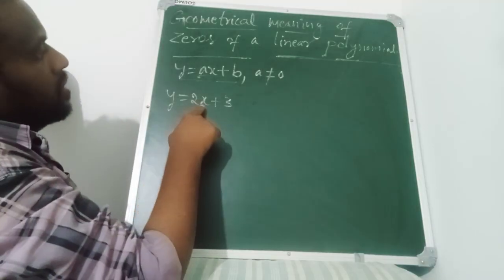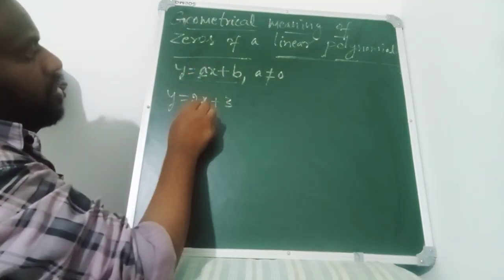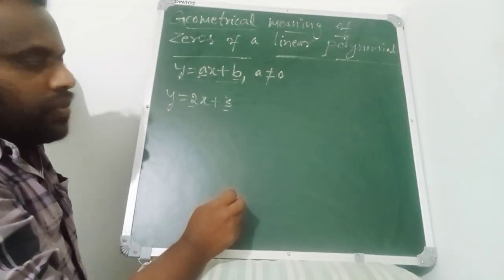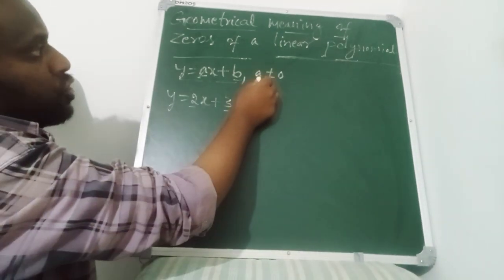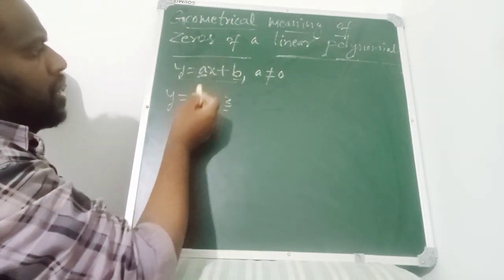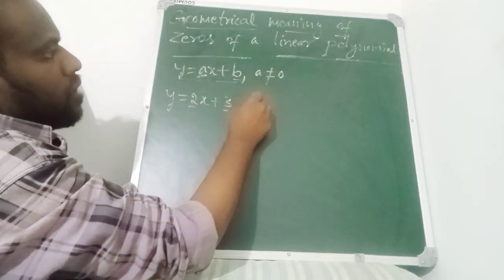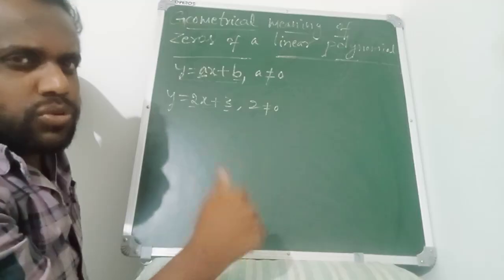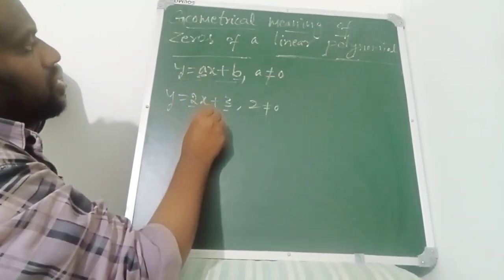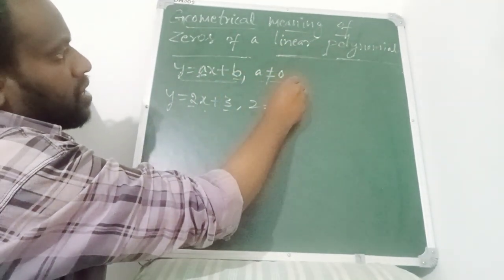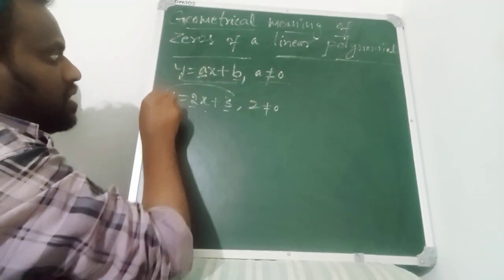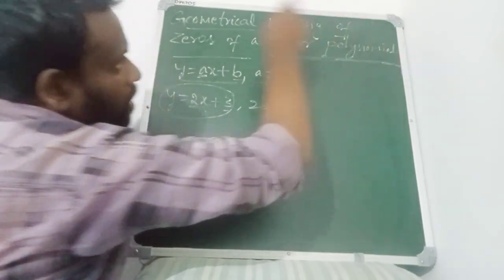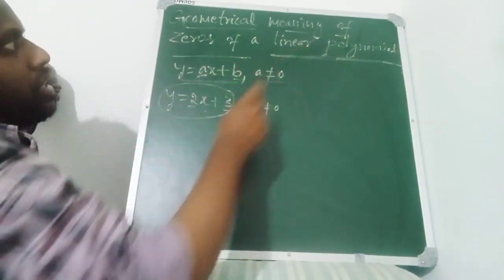See, this is in the form of the general form. In place of a we have 2, in place of b we have 3, x is the same. I told you another condition: a should not be equal to 0. In place of a we have 2, and 2 is not equal to 0. Definitely 2 is different from 0. So this is in the form, and the condition is also satisfied. So this is an example of a linear polynomial. Now you understood this part, linear polynomial.